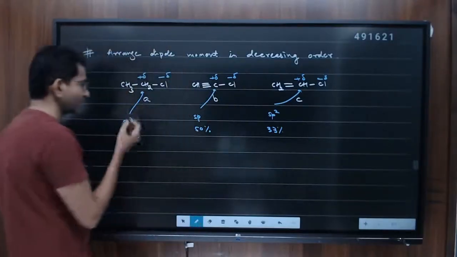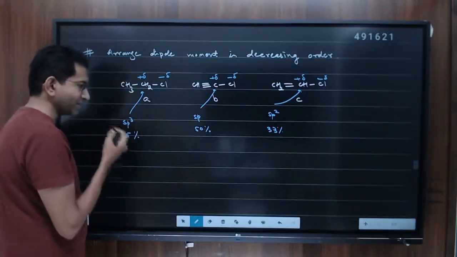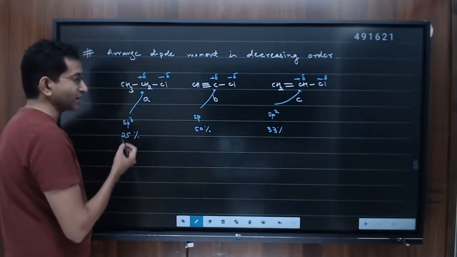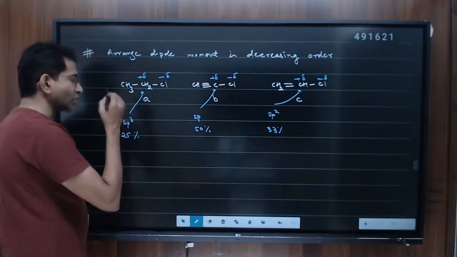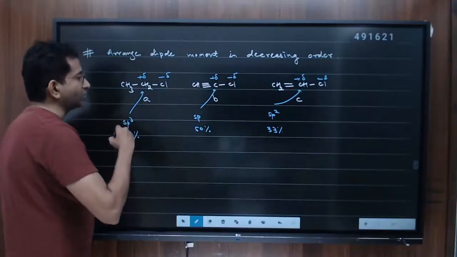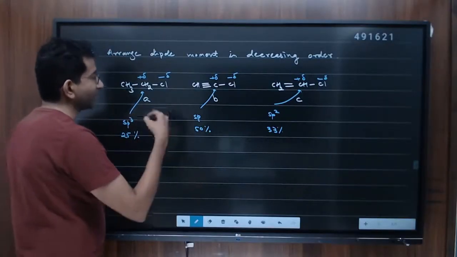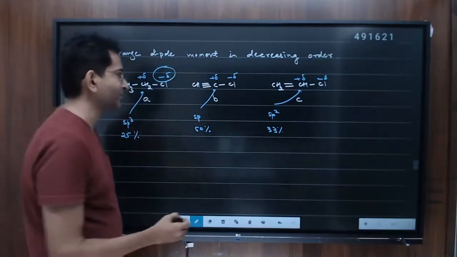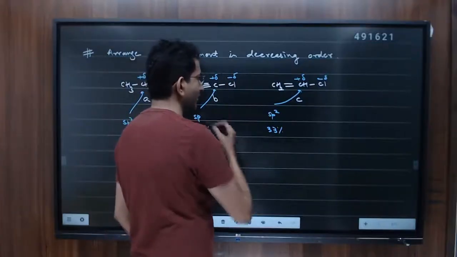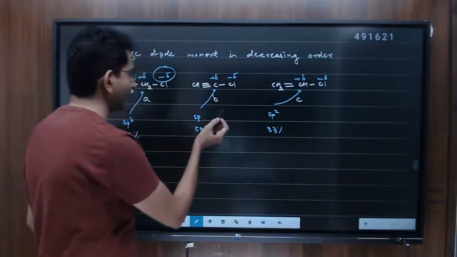Whereas in compound A, carbon is sp3 hybridized, which has 25% s character. Its electronegativity will be the least among all these A, B, C. So it will allow this chlorine to pull the bonding electron pair towards itself maximum. So this chlorine has maximum minus delta, this chlorine has minimum minus delta, and this chlorine has intermediate minus delta between A and B.